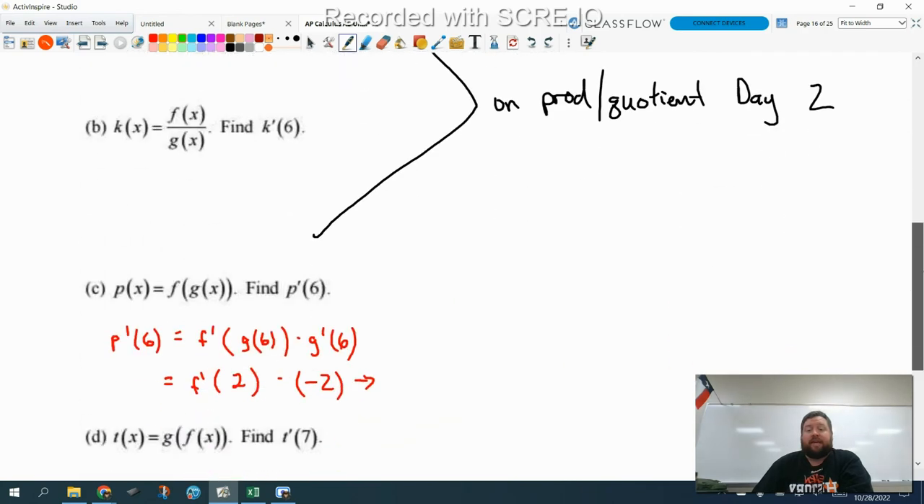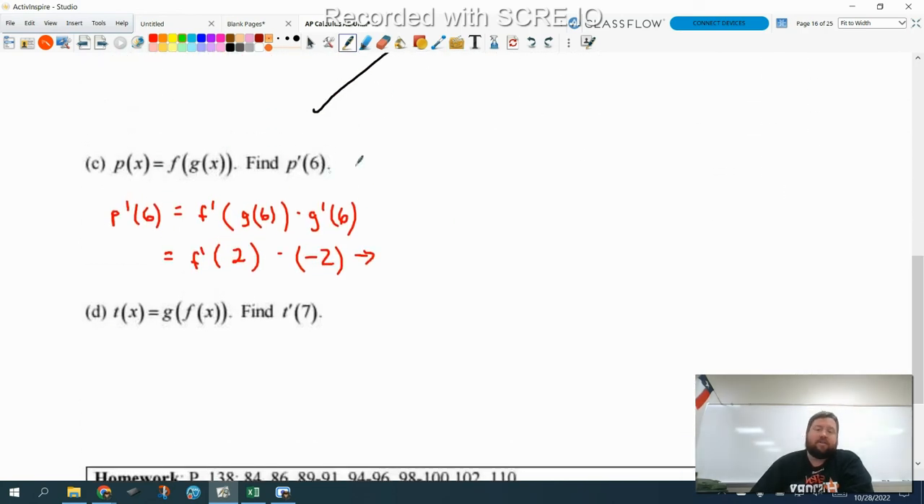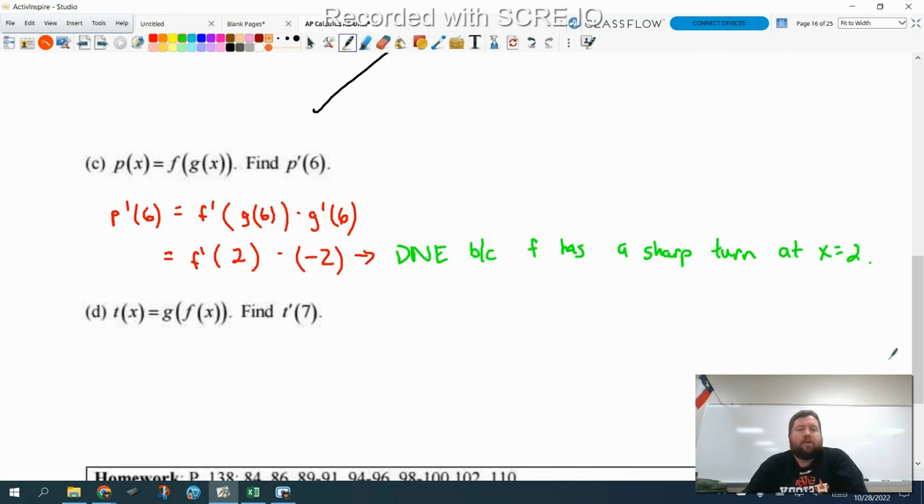Which means that we cannot do this problem. Our answer is does not exist. Does not exist because f has a sharp turn at x equals 2. All right, which means that f is not differentiable at x equals 2. So you could also say that instead because f is not differentiable. I'll put an or here.